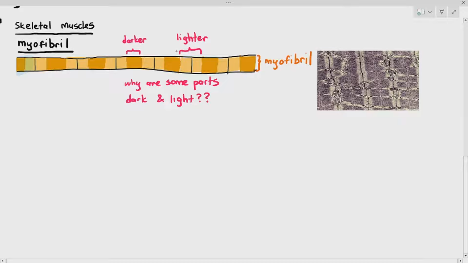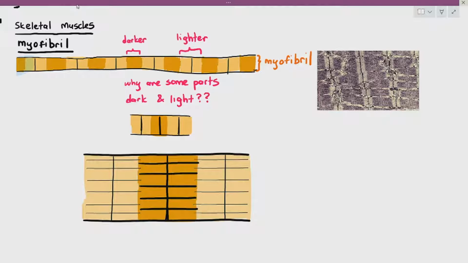Now the question is as follows. Why exactly are some parts of the myofibril dark and some parts light? The reason is this. I'm going to take out one small part of the myofibril and cut it open. You can see dark and light. I'm going to magnify it and draw out a simplified version of it.